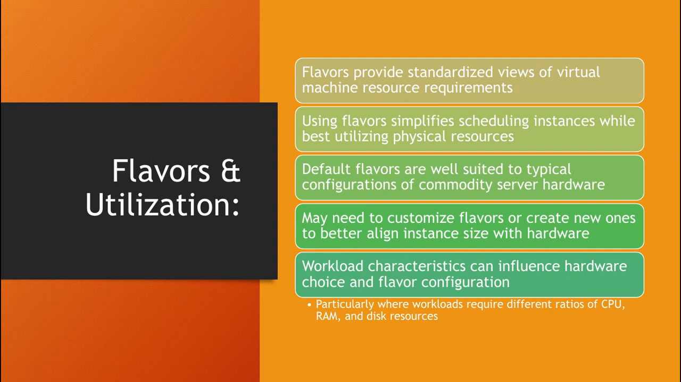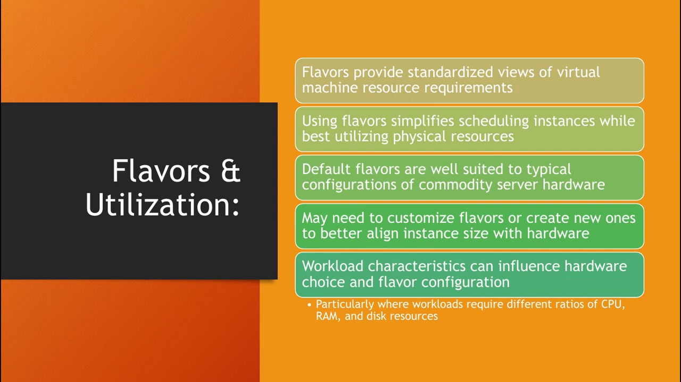By default OpenStack provides a few default flavors, which are almost suited for all typical configurations of commodity server hardware. You don't need to make any flavor yourself, though you still can, but you will be good to use the default flavors available with your OpenStack compute service. You may need to customize flavors or create new ones to better align instance size with your hardware. Suppose you have a requirement of 20 CPU cores for an instance, which is probably not available in your OpenStack platform by default.